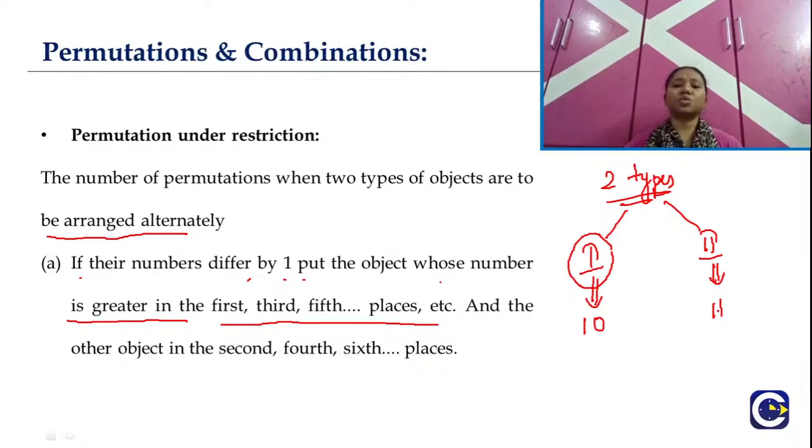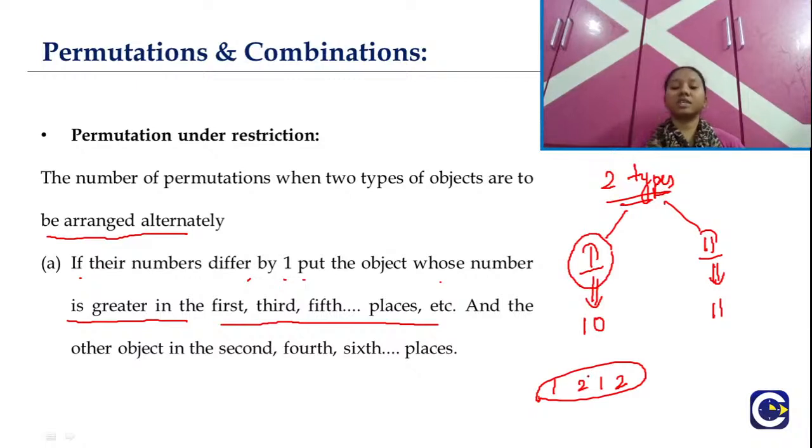For example, students. In group 1, I am having 10 students and group 2, I am having 11 students. Then how will I be arranging them so that I could place these group members alternatively? That means group 1, group 2, group 1, group 2. So like that alternatively I have to arrange.